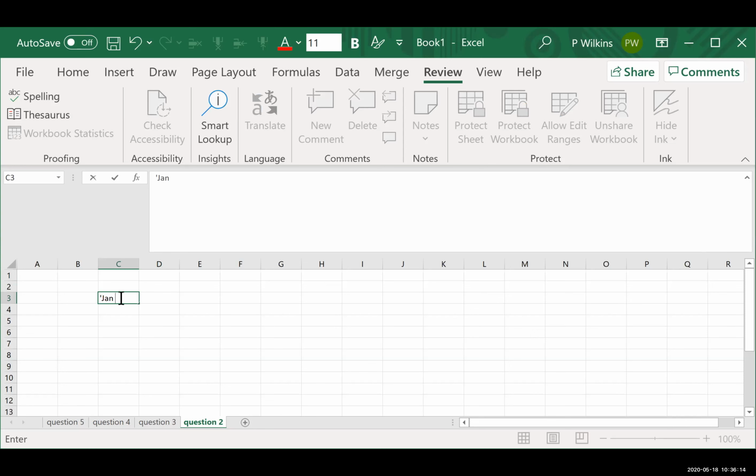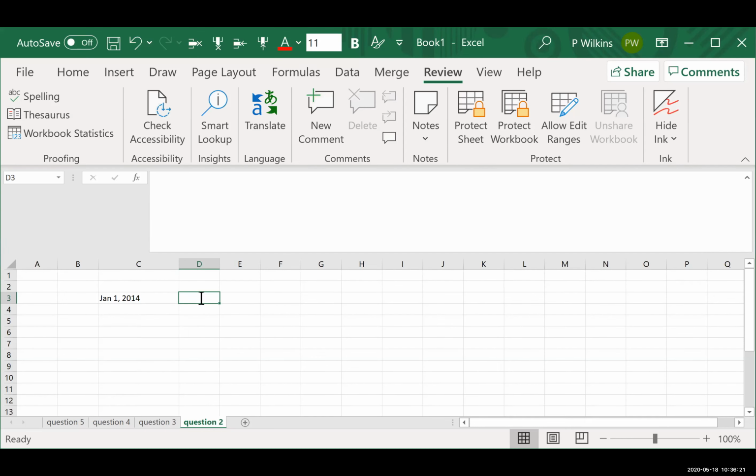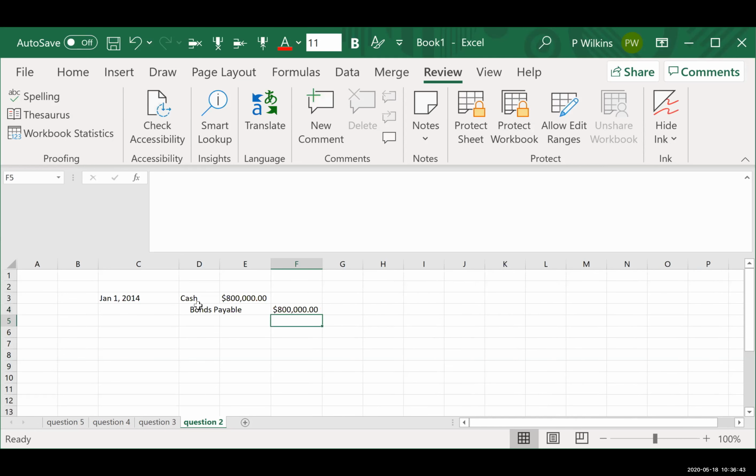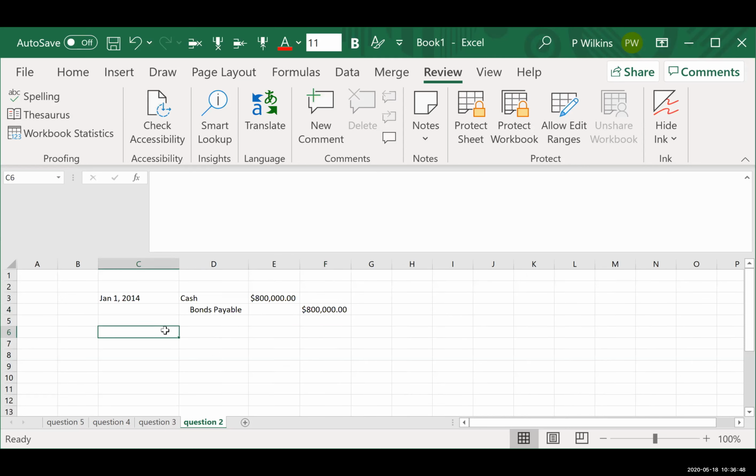On January 1, 2014, you are going to debit cash, $800,000. And then you are going to credit bonds payable, $800,000. All right, so that's that. That was easy. And then we have to do the interest.